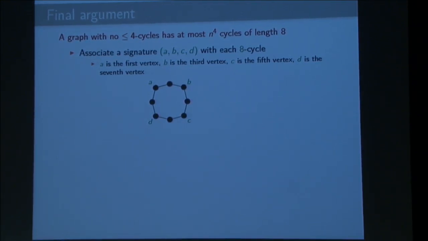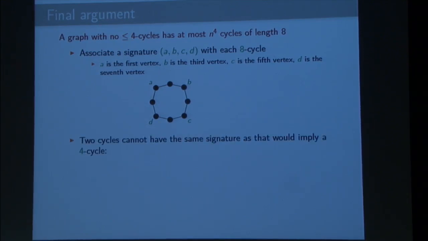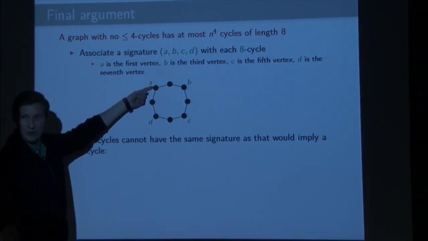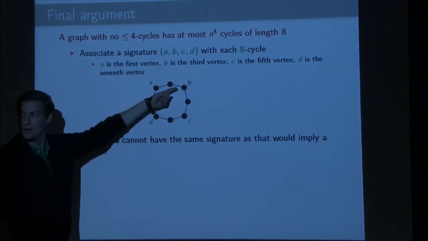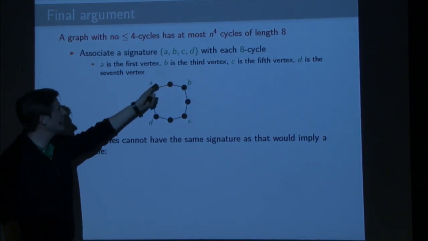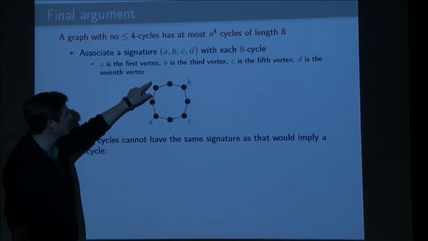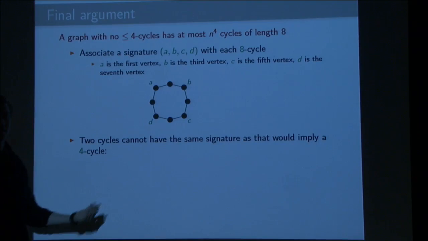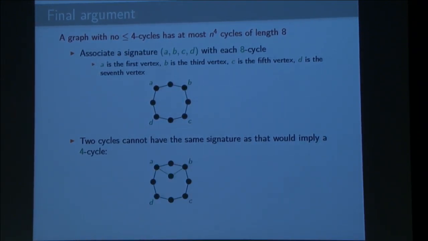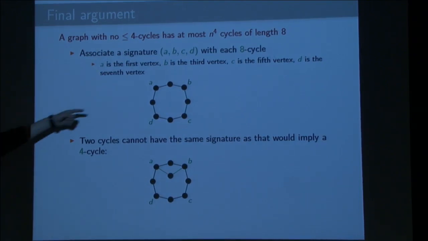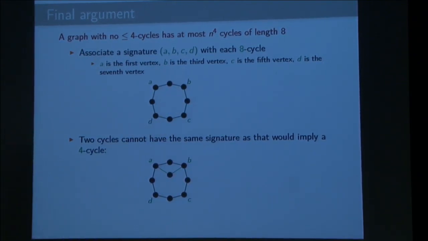Now for sure there are n to the power 4 different 4-tuples, because there are n choices for each element in my 4-tuple. Now the claim is that 2 different 8 cycles cannot have the same 4-tuple. What would happen? Suppose I have another cycle that has the same A and B. If it's different from this cycle, it could be the same here, but it has to deviate at some point. And if it deviates here, it would go like that, creating a 4 cycle. But we just assumed that there are no 4 cycles in our graph. Of course, it could be the same here, but then it deviates here, maybe, or at one of the 4.